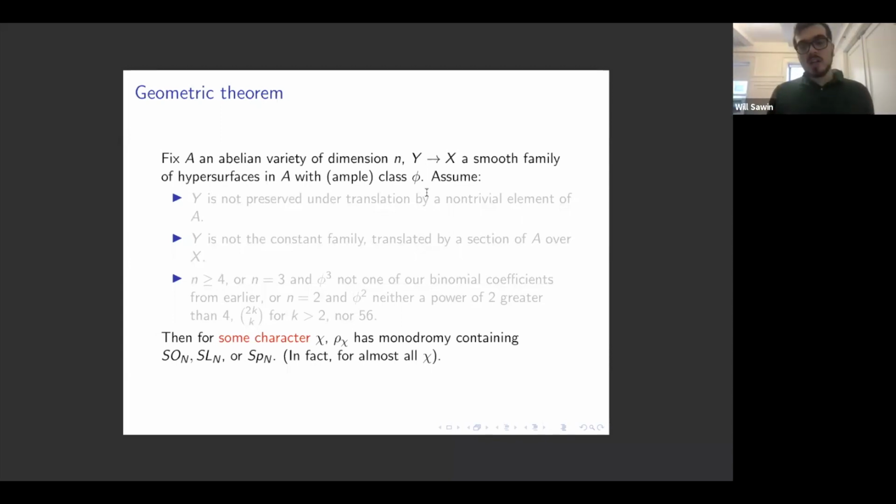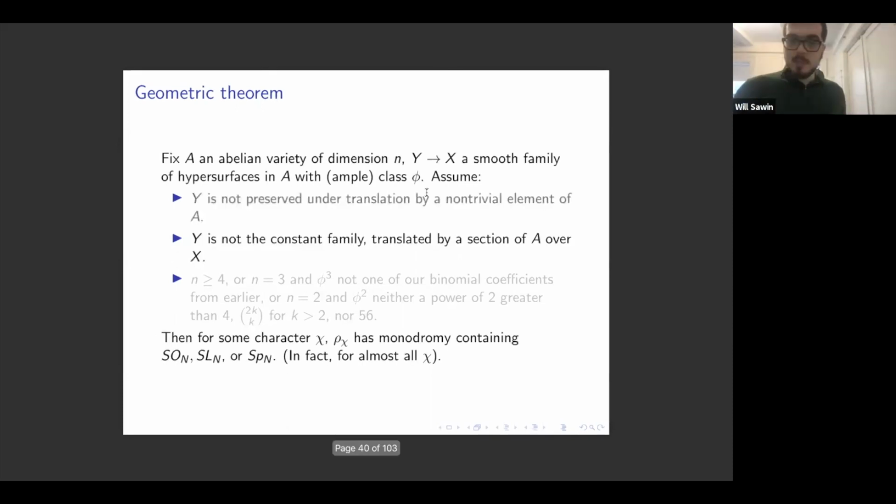And we're going to show this under three assumptions. The first assumption is that Y is not stable under translation by any non-trivial element of A. This assumption is certainly necessary, because if it was stable, that element would act on the twisted cohomology and break it up into eigenspaces, and it couldn't possibly have big monodromy, because it wouldn't be an irreducible representation of the monodromy.